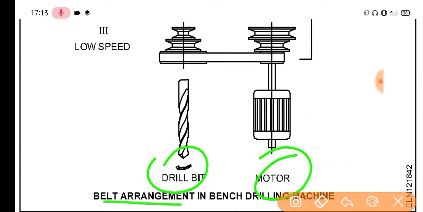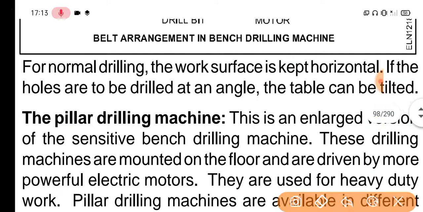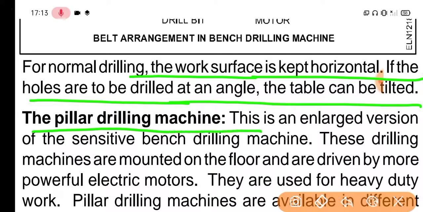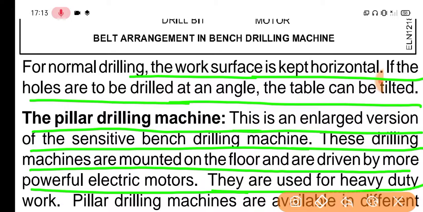Belt arrangement in bench drilling machines: for normal drilling, the work surface is kept horizontal. If the holes are to be drilled at an angle, the table can be tilted. The pillar drilling machine: this is an enlarged version of the sensitive bench drilling machine. These drilling machines are mounted on the floor and are driven by a more powerful electric motor. They are used for heavy duty work.